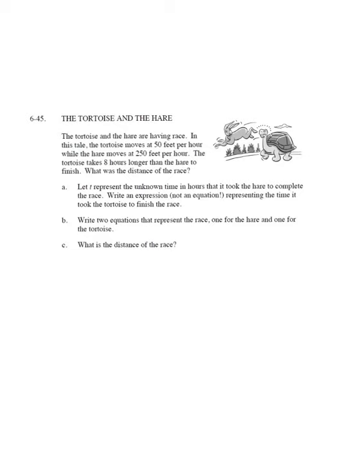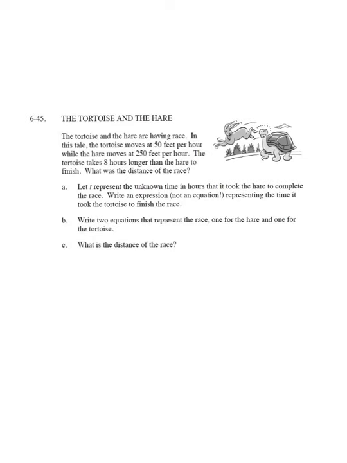Okay, this is 645 from lesson 621. At this point you should have solved 644 already. If you got stuck on 644, after we walk through this one, I think you could probably go back and solve 644 relatively easily. We have a tortoise and a hare having a race.